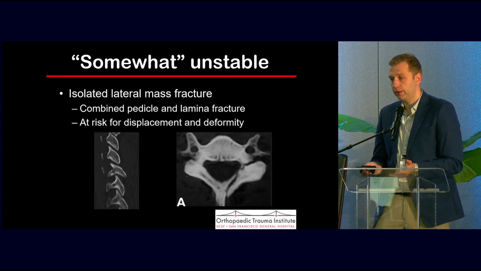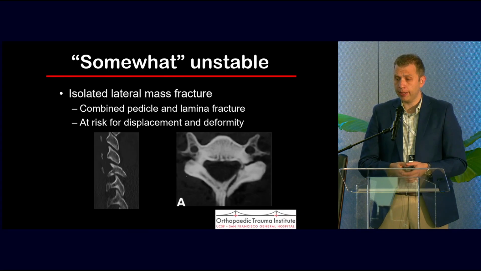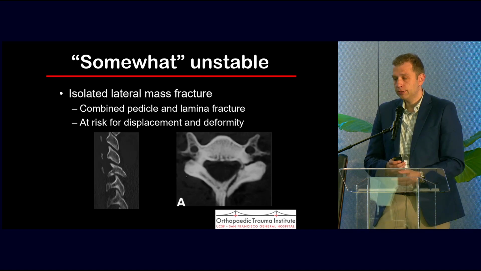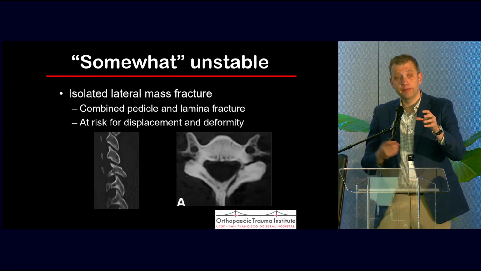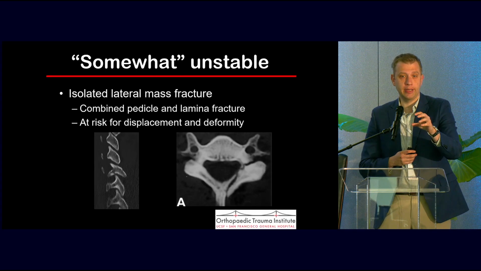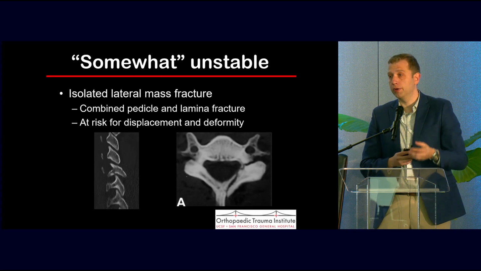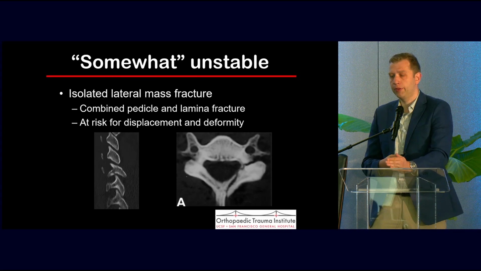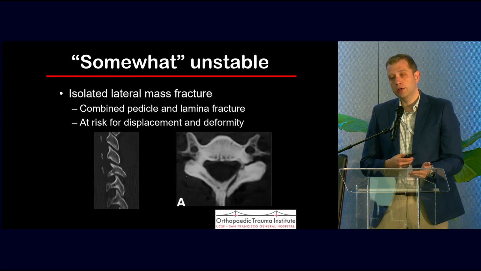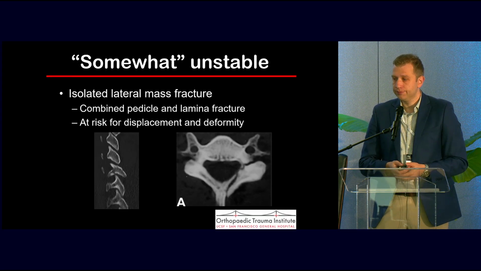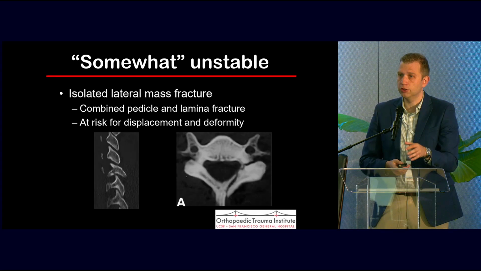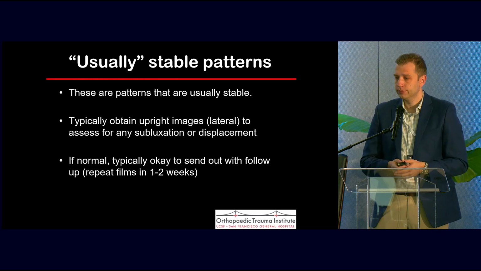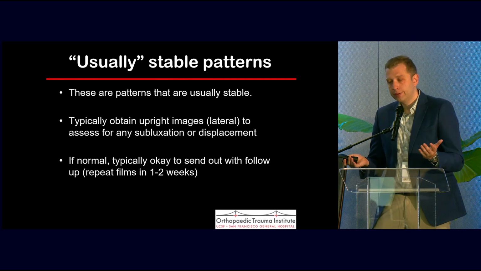So you've got an isolated lateral mass fracture, otherwise known as a floating lateral mass fracture, and that's when you have a combined pedicle and lamina fracture. And so the lateral mass, or the lateral aspect of the vertebra, becomes free-floating and could spin, leading to a coronal malunion. Usually these are not catastrophic in terms of something acute, but could lead to a coronal malalignment as well as neck pain. If the alignment doesn't shift, these sometimes could be treated non-operatively, and that's a discussion to be had with the patient. The usually stable patterns are the ones that are obviously usually stable.